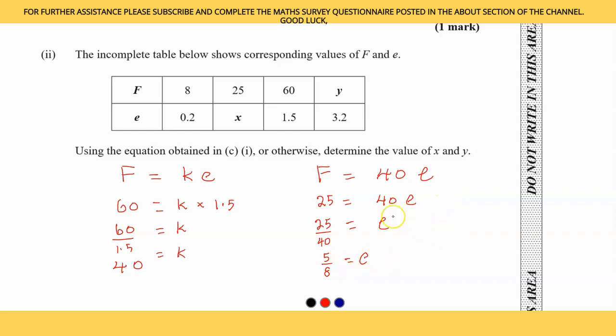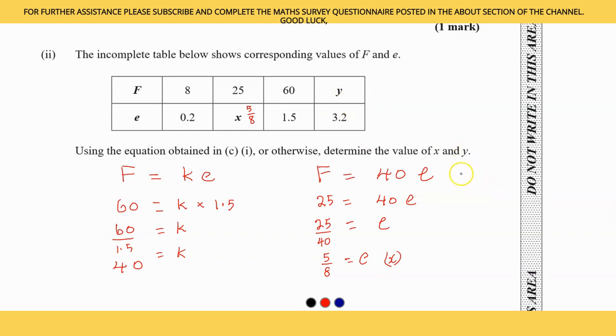Let's work out the value of y now. We are not given F, but we know the value of E and we know the value of K, so that's very straightforward. So E, this should be 5 over 8. Let's put 5 over 8 in there. And this should be x instead of E. That should be x. Put it in the bracket there.